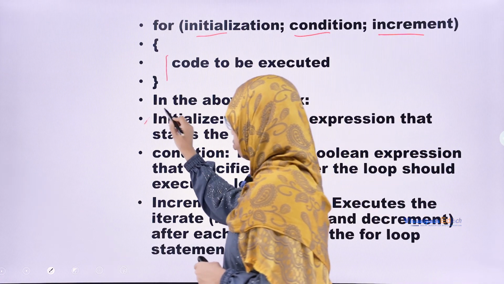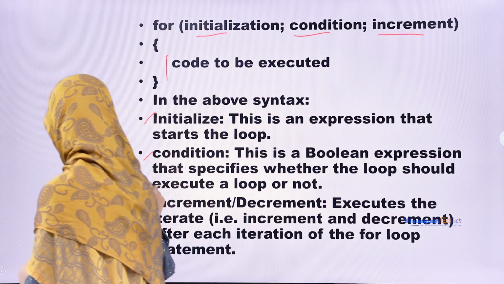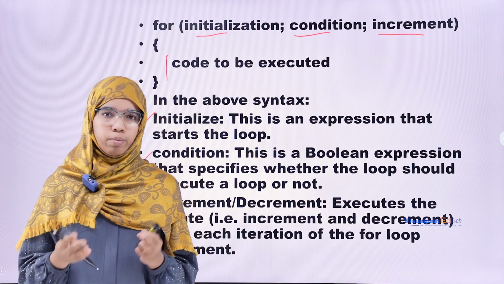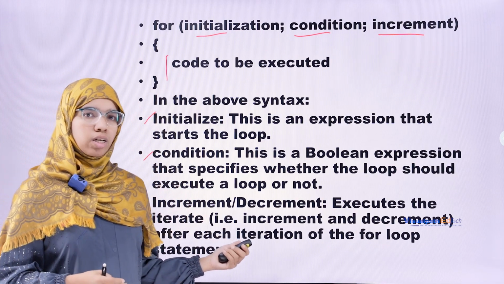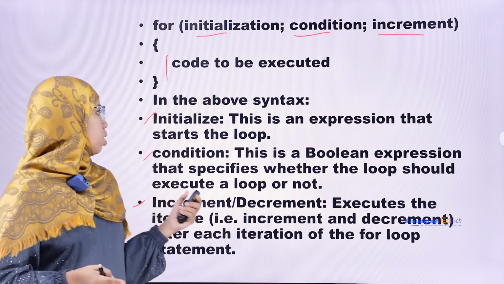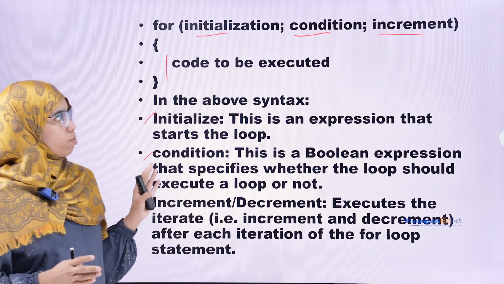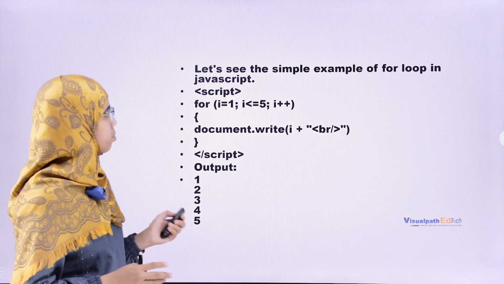The 3 parts of the for loop are initialization, condition, and increment or decrement. Based upon the value initialized, we choose whether we need to go with an increment or a decrement. Okay, so these are the 3 parts of the for loop.